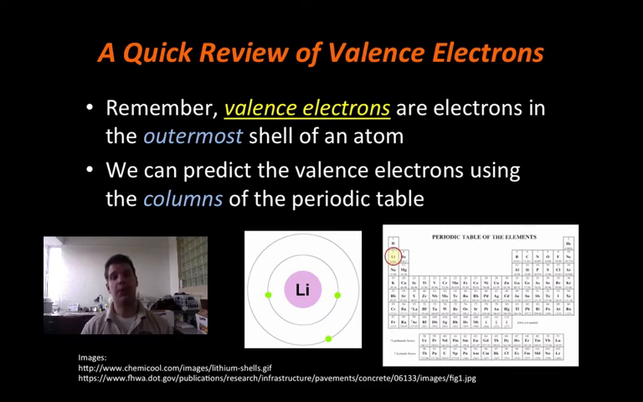So just really quickly, we want to review this idea of valence electrons. Remember that valence electrons are the ones that are in the outermost shell of an atom, and we can predict them using the periodic table. So I have a picture down here of lithium, right? Lithium is in the first column of the periodic table, and so we see on his outside shell, he's only got one electron out there. So, sodium, potassium, rubidium, hydrogen, they all have one electron in their outside shell because they're in the first column. This is really important because the valence electrons are going to be the root of how these ions form.